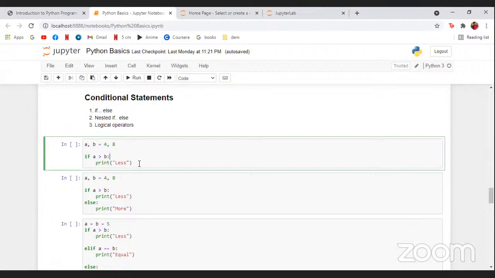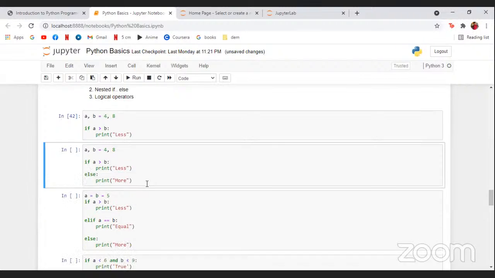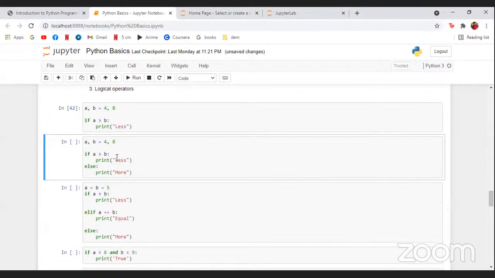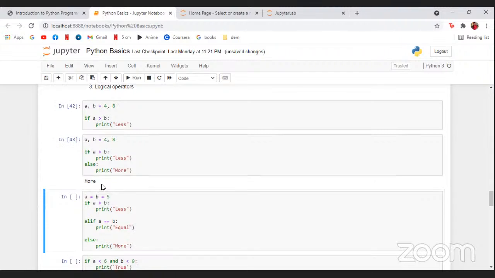And now if A greater than B, is A greater than B? No, 4 is not greater than 8. So nothing happens because I haven't specified an else condition. So if A greater than B, print less, and it won't print less because it's not. Now with an else condition, if I say if A greater than B, print less, else print more, that means if A is not greater than B, it will print more, and it has printed more.